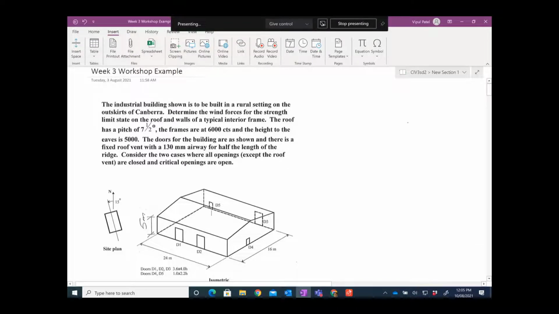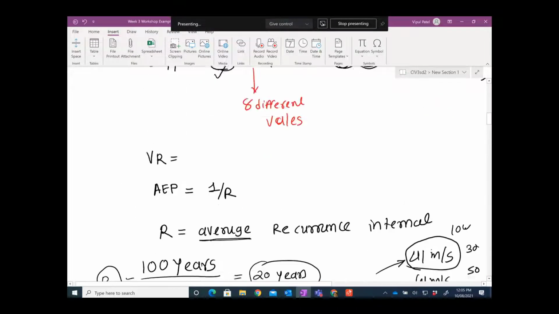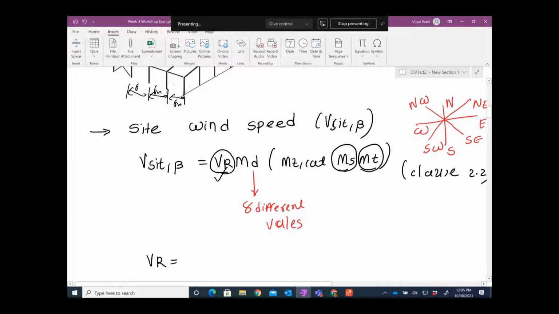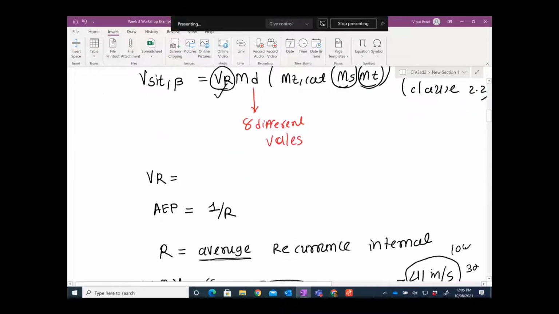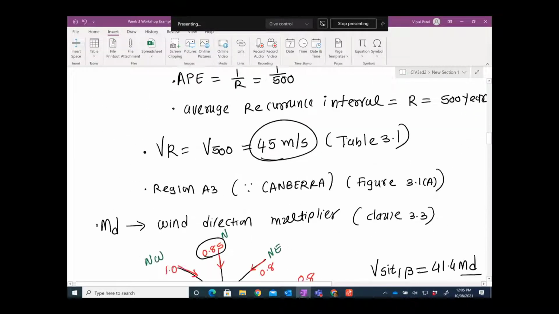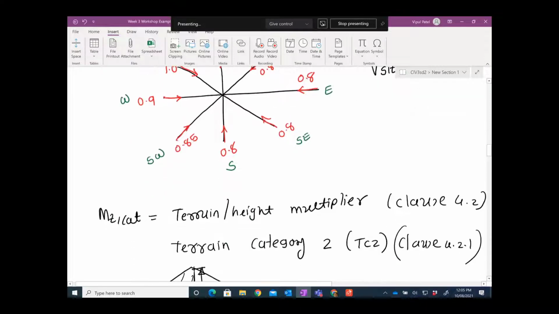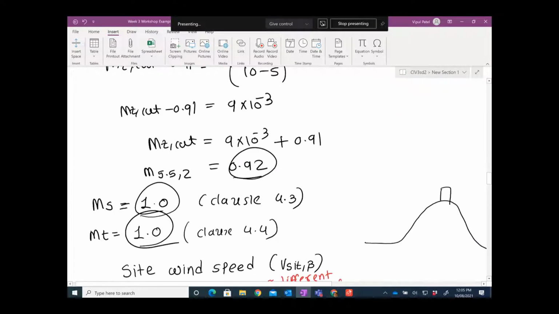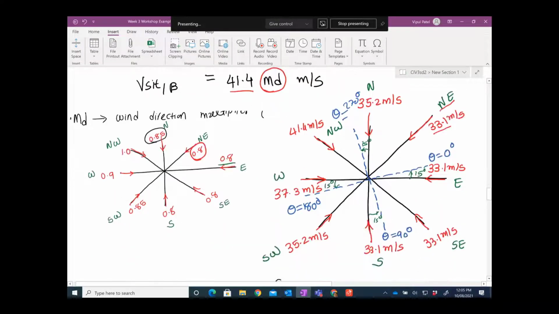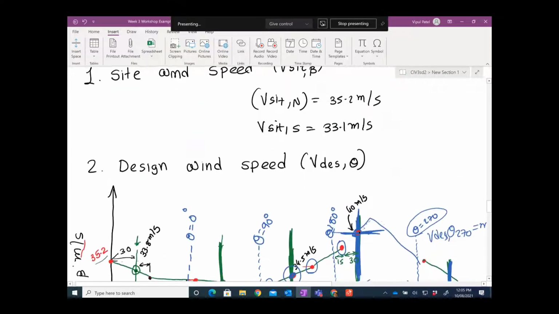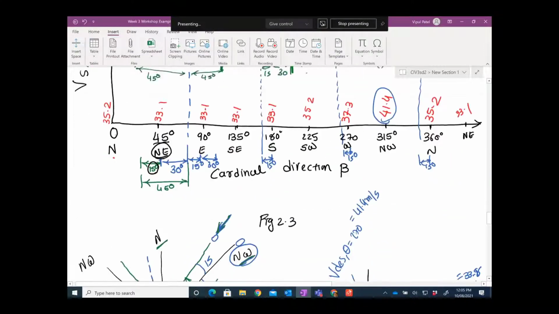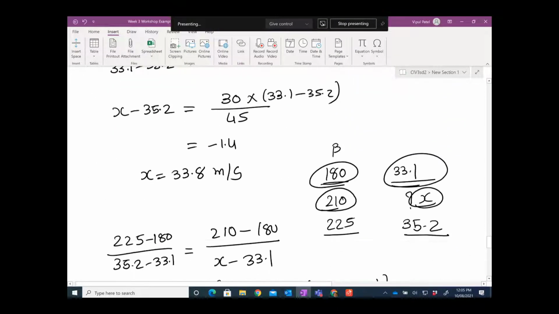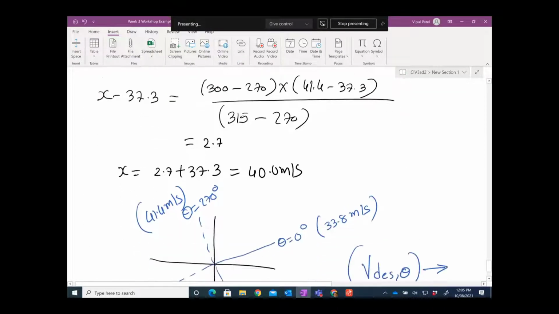Okay, so I hope you got an idea that you know the story here, V sit beta and VR, Mz,cat. I don't need to take you through all this story again. We find 8 different cardinal directions, then you have Mz,cat and this Ms, Mt, V sit beta, then you find V sit beta, design wind speed and all. Then you just calculate this.